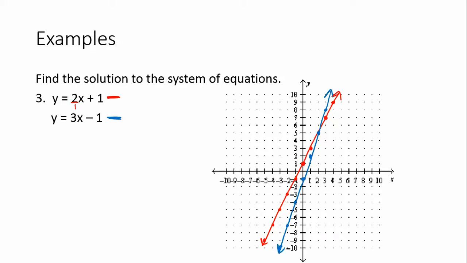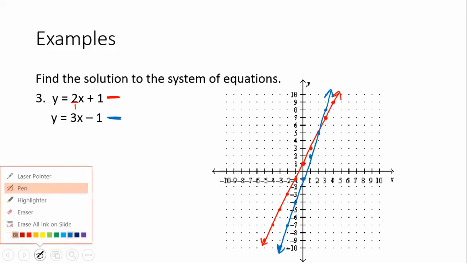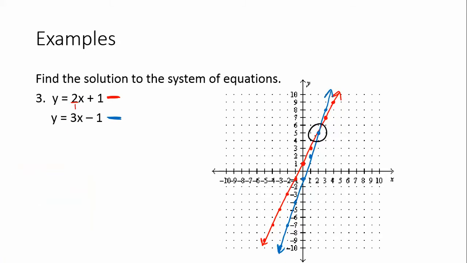And then your answer to the solution of the system needs to be written in an ordered pair. So you'll notice that this is the solution. That's where the 2 lines intersect. So if I name that point, it's 2, 5. So the answer is 2, 5.